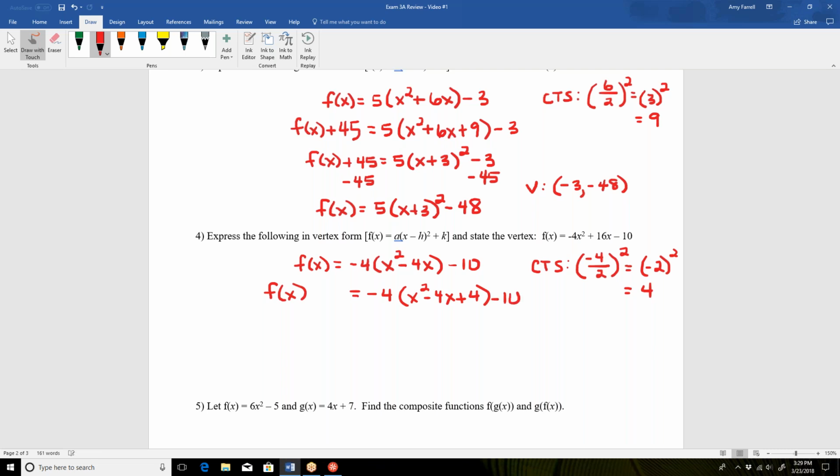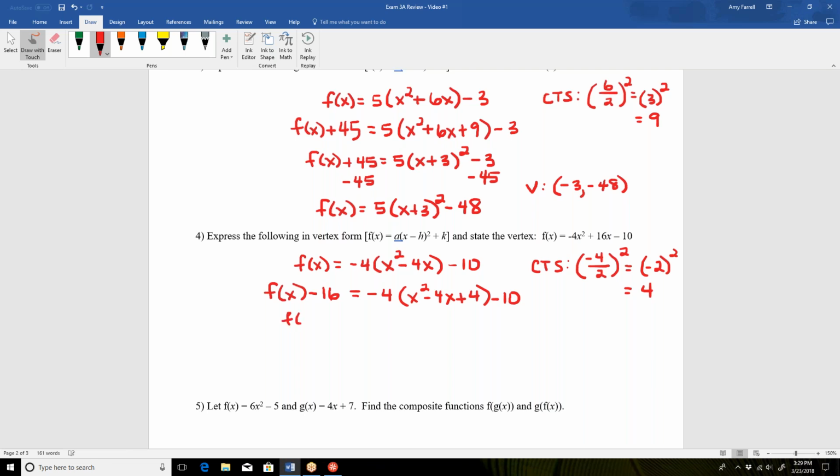So just as we saw with number 3, we have a multiplier in front. So by putting plus 4 or adding 4 inside the parentheses, we actually subtracted 16 because if you distribute the negative 4 to the 4, you get negative 16. So in order to keep the balance, it's going to be subtract 16 from the other side or add a negative 16 if you want to do that.